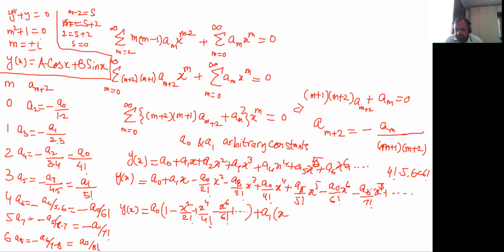So a1 into x minus x cube over 3 factorial, and then plus x power 5 over 5 factorial, and then minus x power 7 over 7 factorial, and so on. Now we can see that this is the series for cosine x, and this is the series for sine x. So we get the same answer as over here.